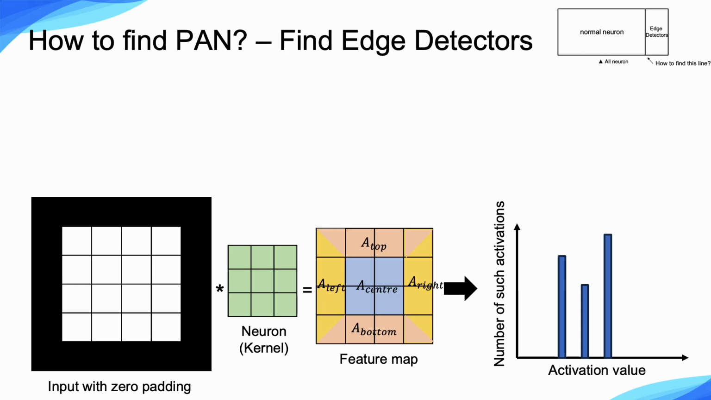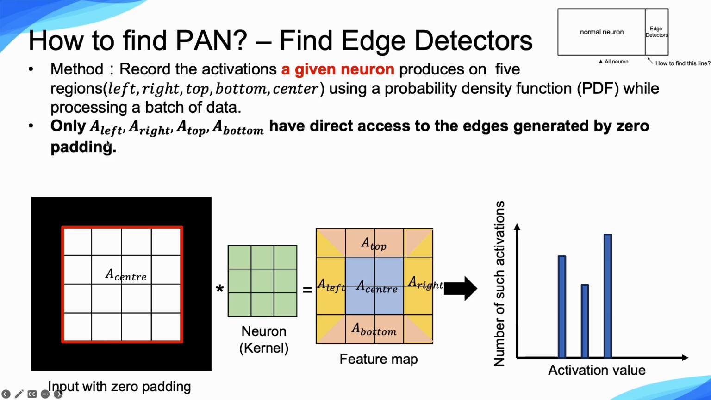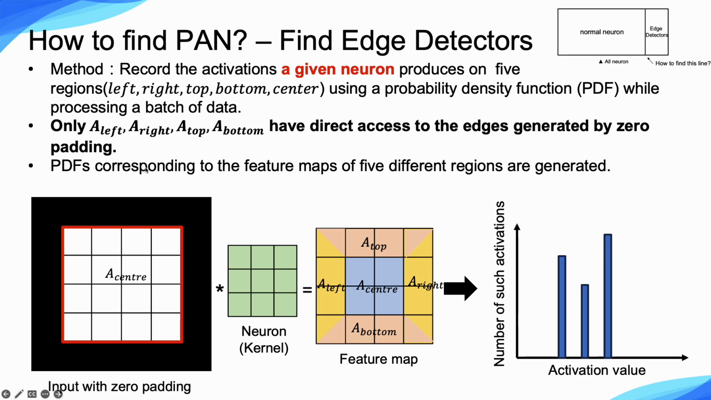And first, we need to find the edge detector. So the method is to record the activation for a given neuron, produce 5 regions, left, right, top, bottom, and center, and use probability density functions while processing a batch of data. Notice that left, right, top, and bottom have direct access to the edge generated by zero padding. And PDFs corresponding to the feature maps of 5 different regions are generated.